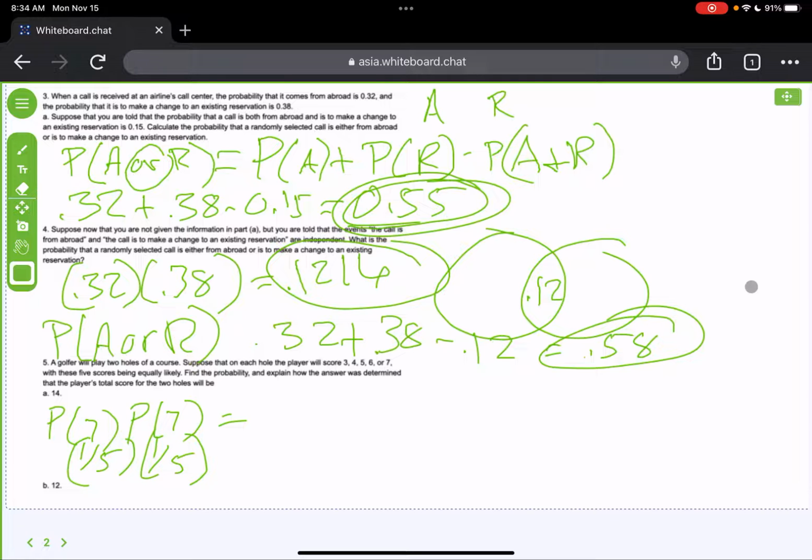And that would give you 1/25, which is equal to 0.04. You got about a 4% chance of getting a 14 on 2 consecutive holes.